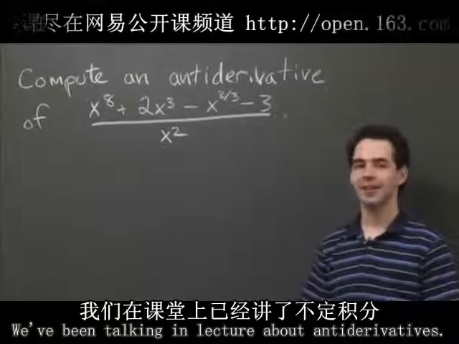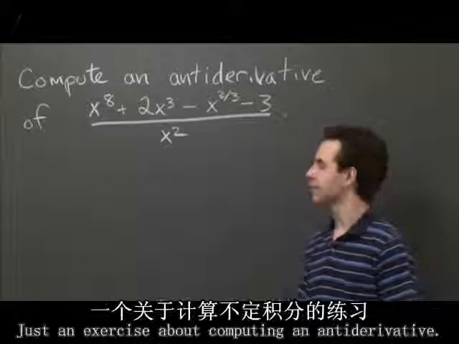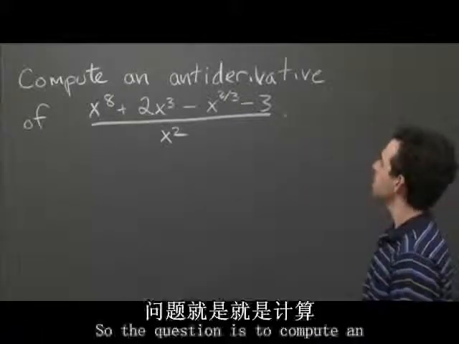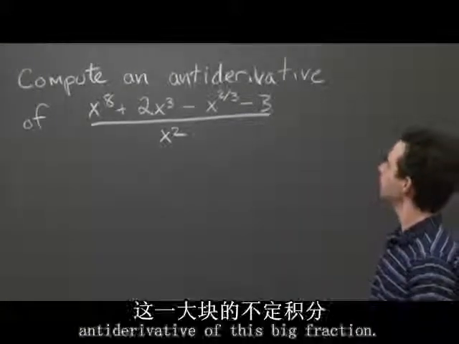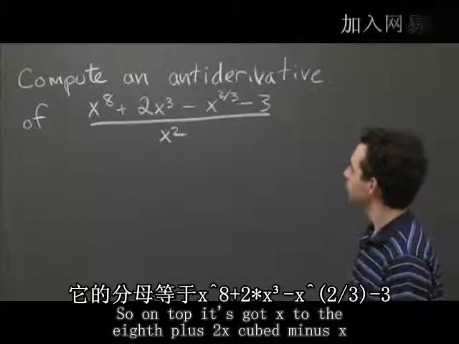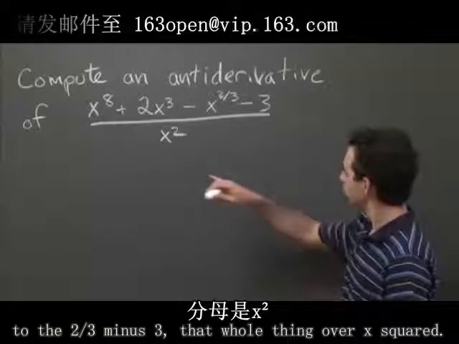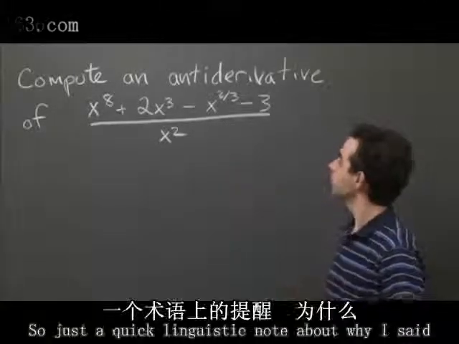We've been talking in lecture about antiderivatives. So I have here a problem for you, just an exercise about computing an antiderivative. The question is to compute an antiderivative of this big fraction. On top it's got x to the 8th plus 2x cubed minus x to the 2/3 minus 3, that whole thing over x squared.